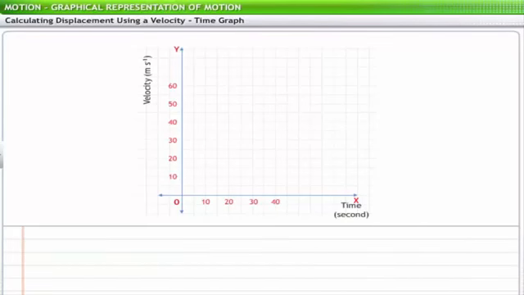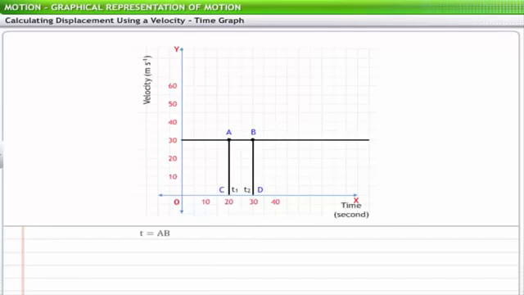Consider the velocity-time graph of a car moving with uniform velocity, say 30 meters per second. To determine the displacement of the car between points A and B, which represent the position of the car at durations 20 seconds and 30 seconds respectively, draw perpendicular lines from A and B to intersect the x-axis at points C and D respectively. The time taken, t, by the car to move from the position represented by point A to the position represented by the point B is the difference of time t2 and t1.